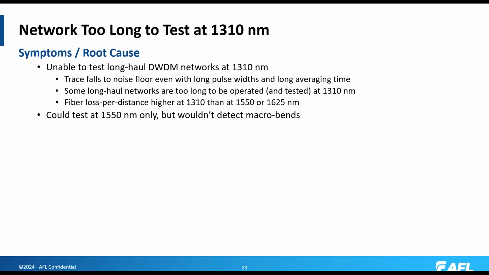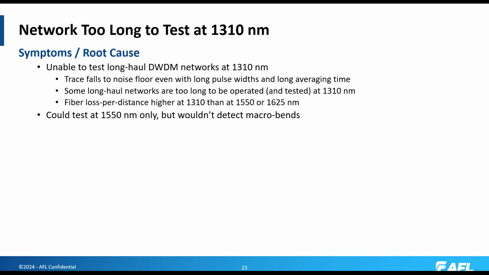Network too long to test at 1310. I mentioned earlier that the loss per distance is higher at 1310 than it is at 1550. It's also higher at 1310 than it is at 1625 or 1650 nanometer. So if your typical out of service test is done at 1310 and 1550 nanometer, but you test a long haul DWDM network at 1310 nanometer, your trace may fall into the noise before you get to the end. Those networks are simply too long to be operated and tested at 1310 nanometer.